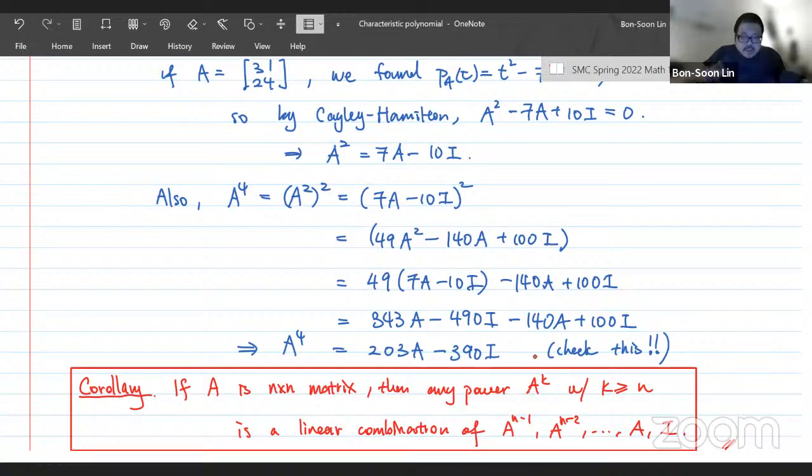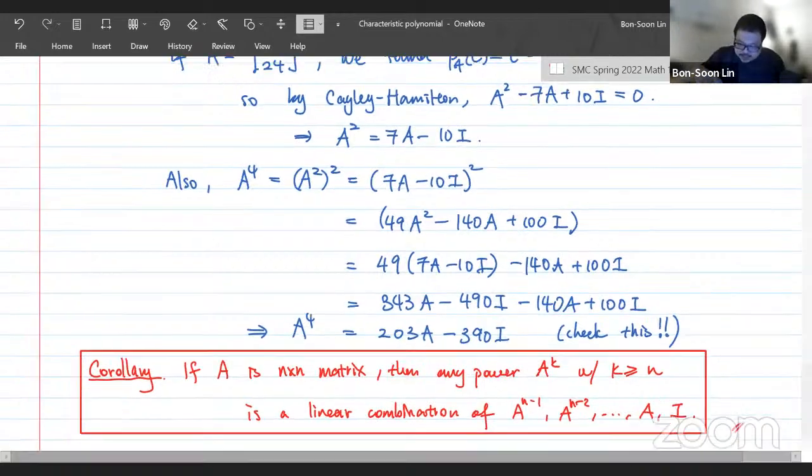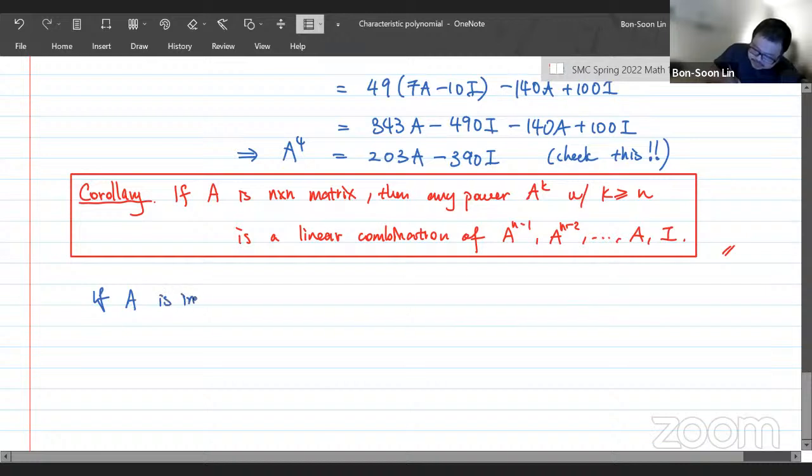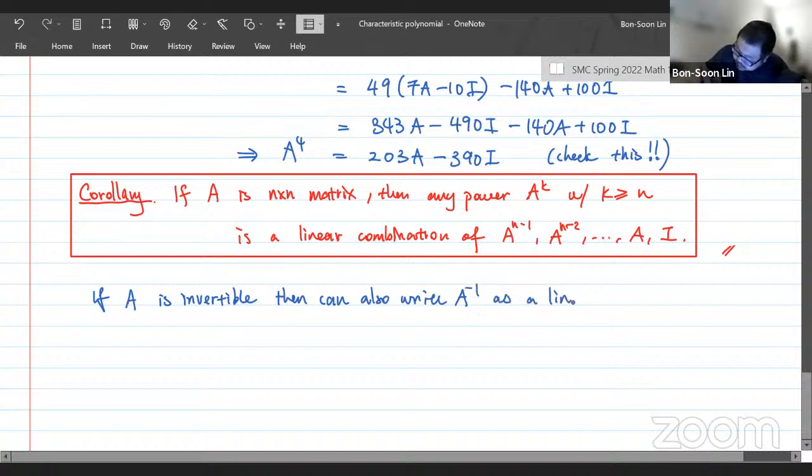All right. But wait, there is more. In fact, if A is further invertible, and this is a very classic important fact, then the inverse of a matrix can also be written as a linear combination of powers of something. Well, let's see what that is. Now, if A is invertible, then we can also write A inverse as a linear combination of something. Let's see what that would be.